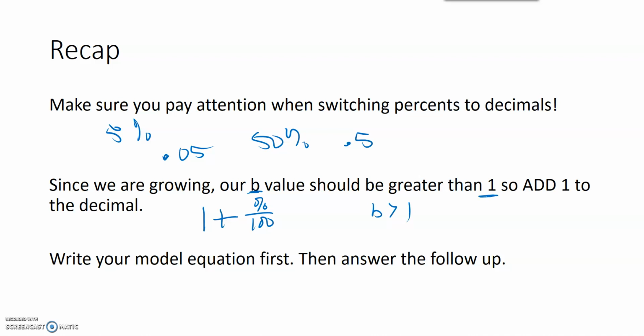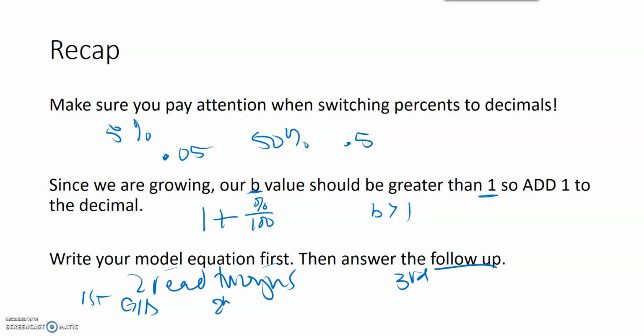Last thing, write your model first. Remember, that's 2 read-throughs, and then answer your follow-up question. What we've been doing, that's our third read-through of the problem. So again, in our first read-through, decide whether it's growth or decay. Today, all of these are going to be growth, so that first read-through should be fairly easy. Second read-through, you're finding A and B and writing your model. And then the third read-through is answering that follow-up question.